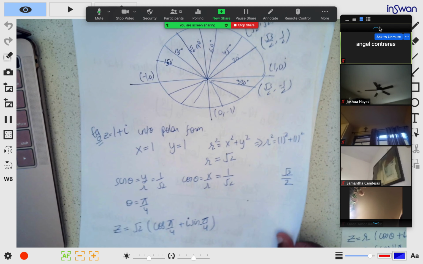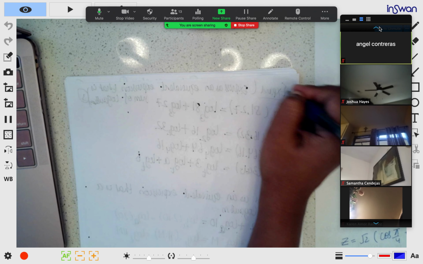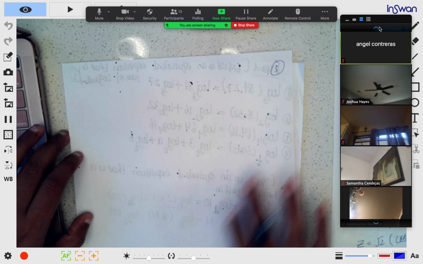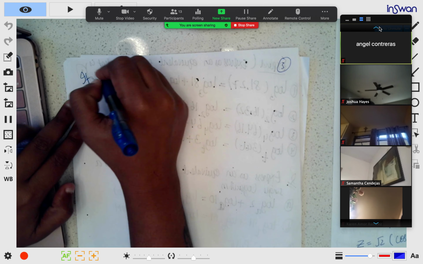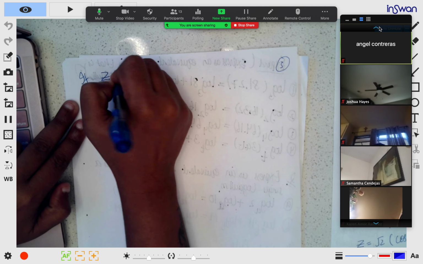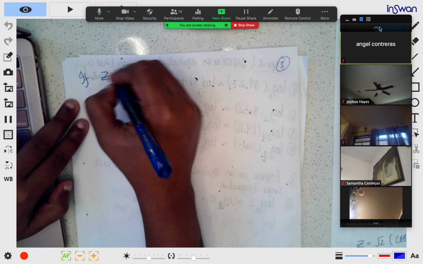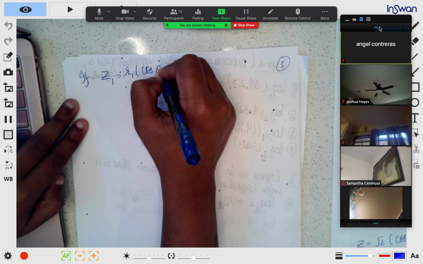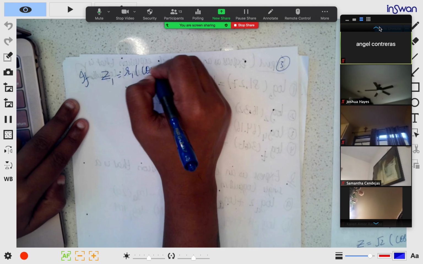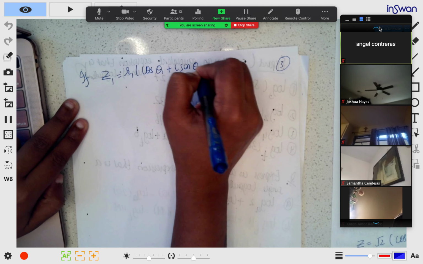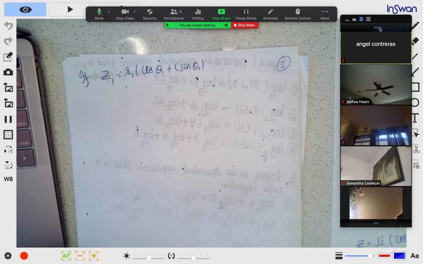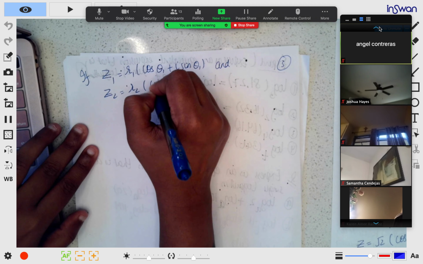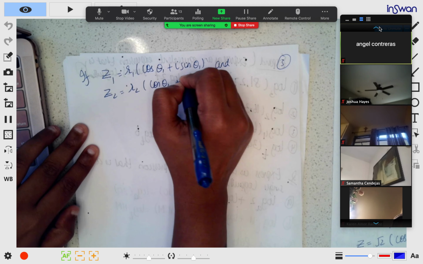Okay, let's do one more here. So some of the properties, if you want to write it, it says if you're given two complex numbers. First one I'm calling it as z1, which is r1 cosine theta 1 plus i sine theta 1. This is one of your complex numbers. Okay, and you're given a second one, which is r2 cosine theta 2 plus i sine theta 2.